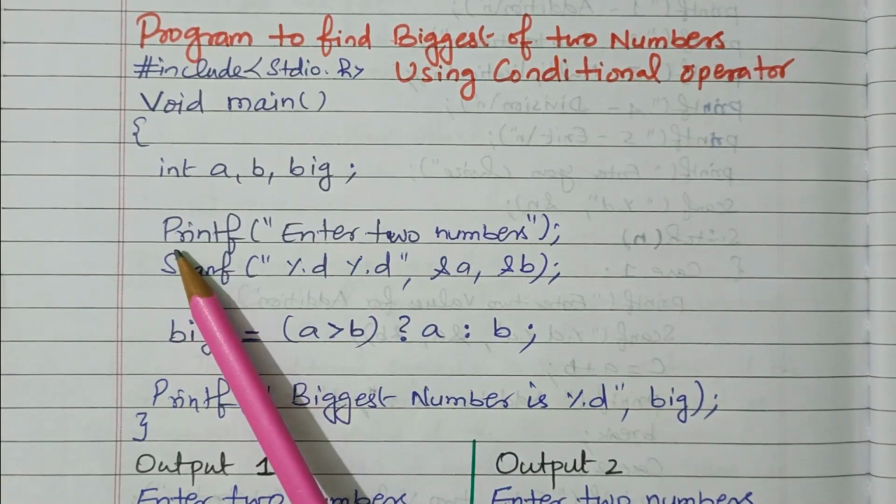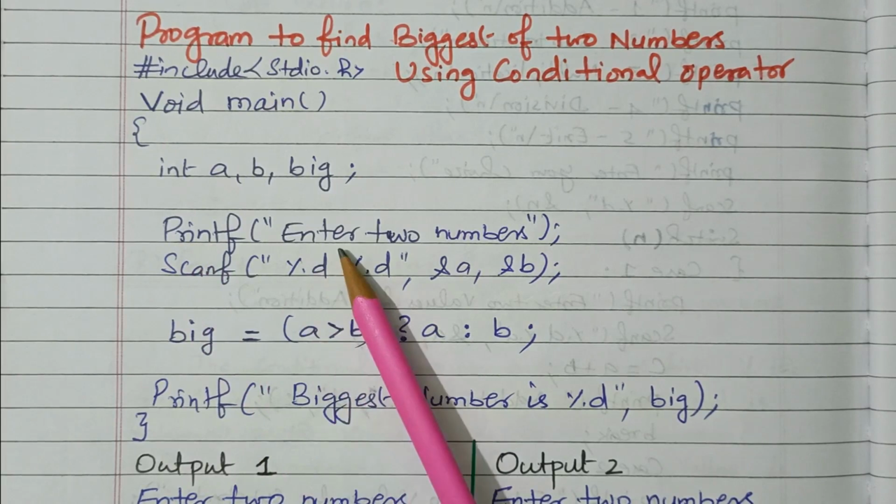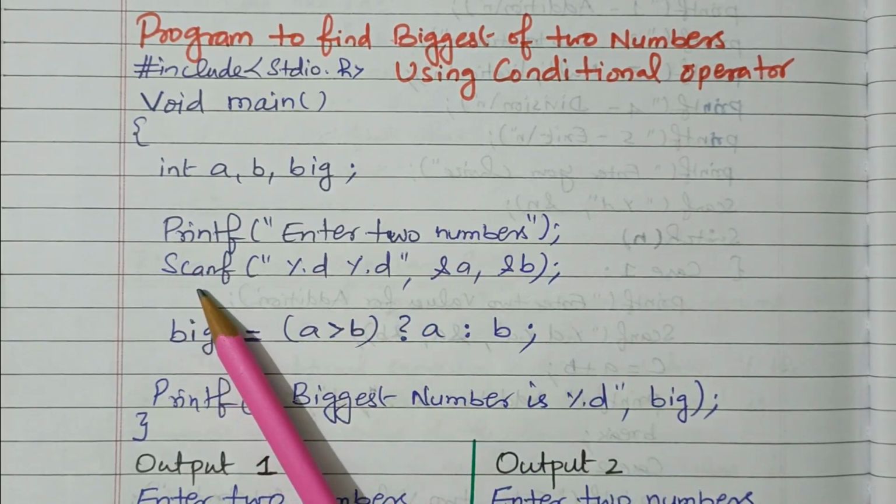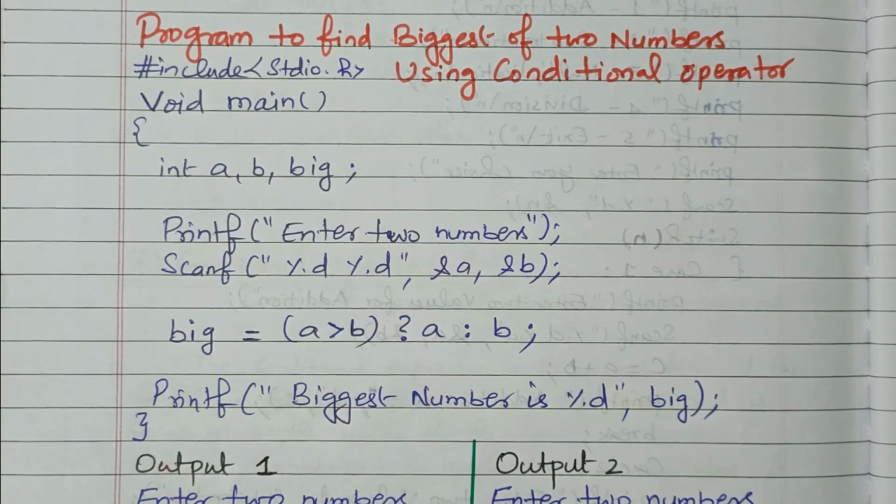So we ask the user to enter the 2 values. printf("enter 2 numbers"). So that the user will enter the values, and using scanf we can scan the values.